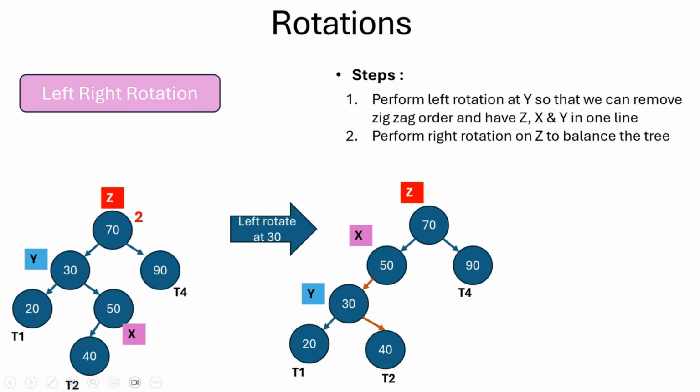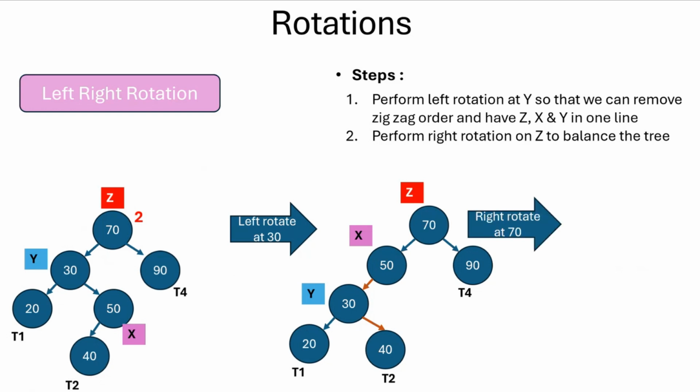So the tree will become like this. 50 becomes the new root, 30 becomes the left child of that 50. Now the link between 50 and 40 is broken. 40 is less than 50, so it will be on the left side according to the binary search tree property. It was on the right side of 30, that's why it becomes the right child of 30. So it is the standard left rotation logic which we saw in the previous slide.